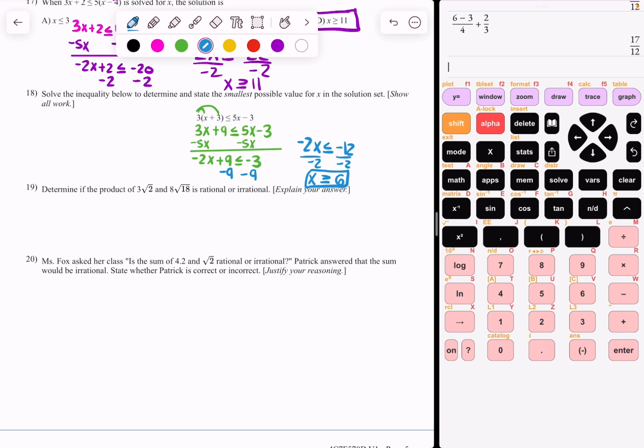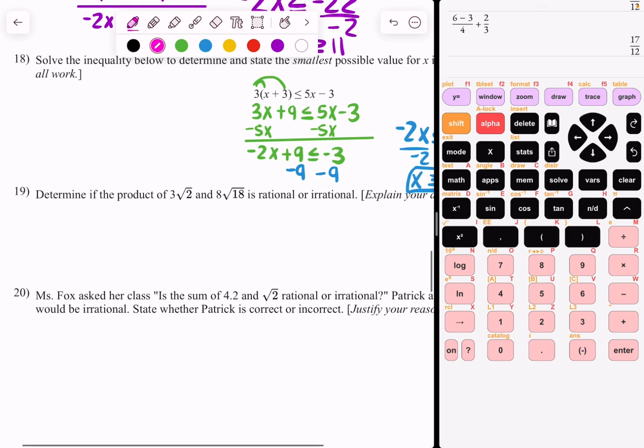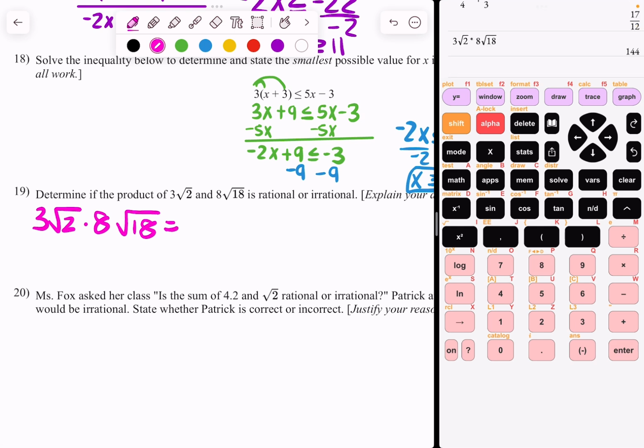Now, 19 and 20 are throwbacks from the past. Determine if the product of these are rational or irrational. Product means to multiply. So we are going to find out, is 3 square root of 2 times 8 square root of 18 rational or irrational? Remember, rational numbers are numbers that can be whole numbers, they could be negative, they could be fractions, or they could be decimals that end or repeat. Whereas irrational numbers, the decimal does not end and the decimal does not repeat. It cannot be written as a fraction.